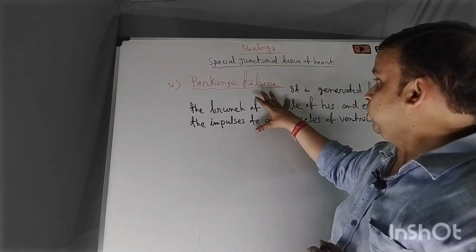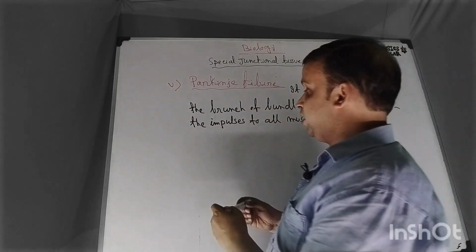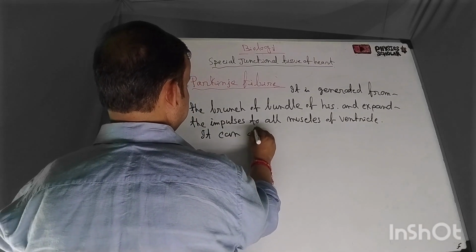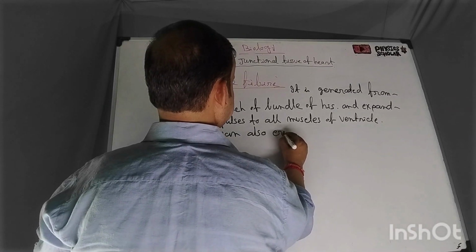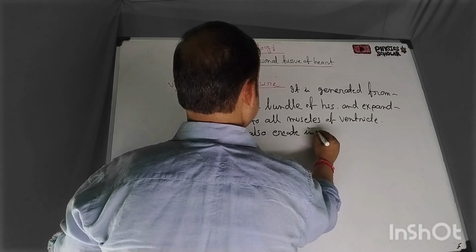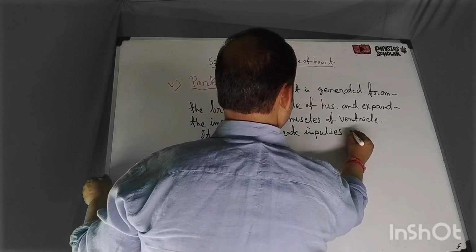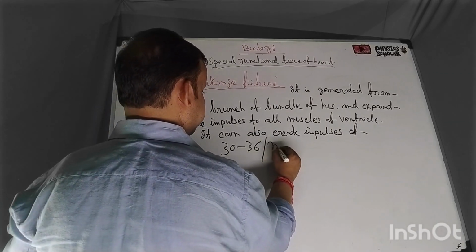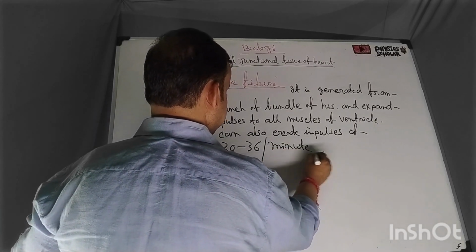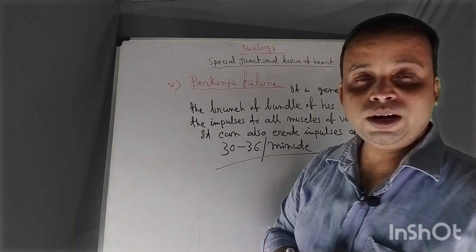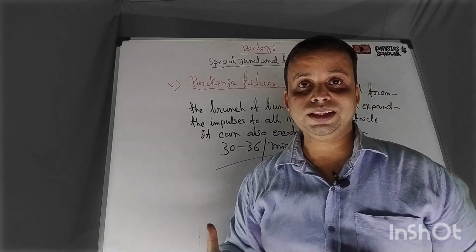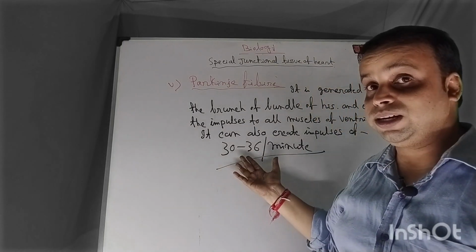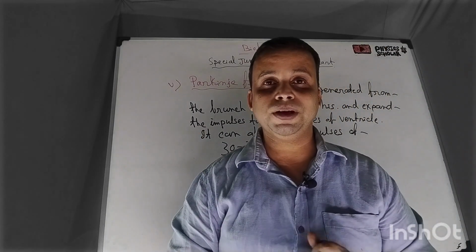And also the Purkinje fiber can create impulses of 30 to 36 per minute. Clear? So the Purkinje fiber can also create the impulses 30 to 36 times per minute. Okay, 30 to 36 impulses per minute. Clear? So what is Purkinje fiber?